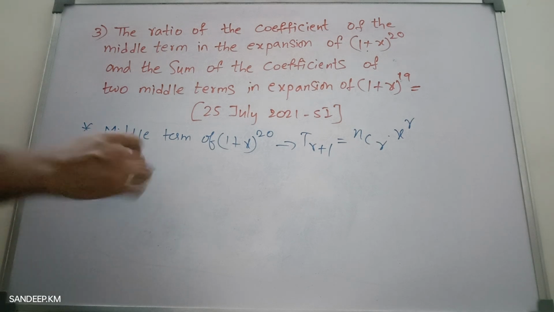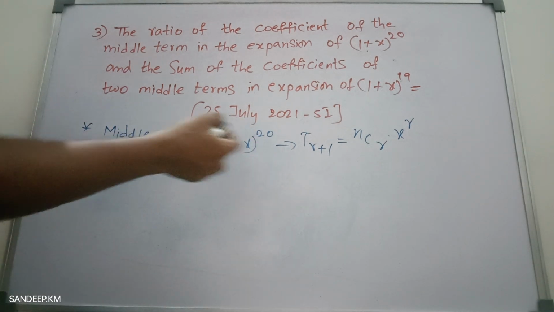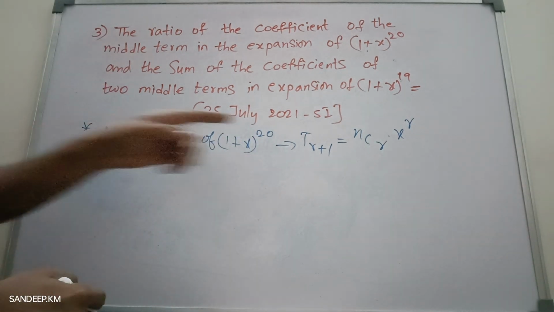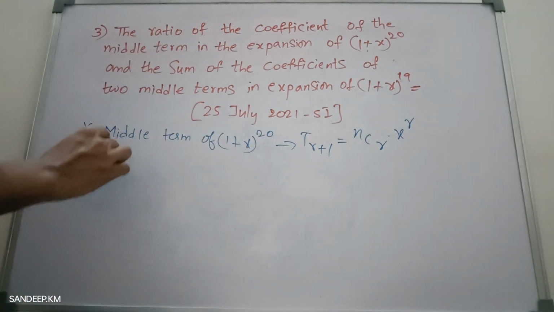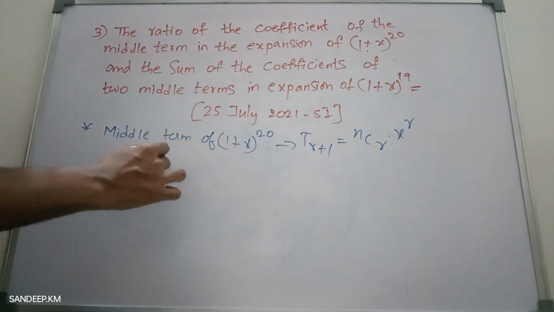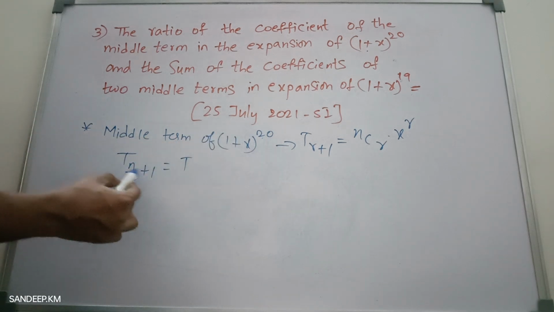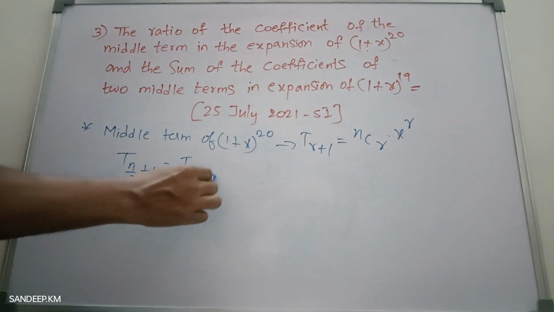Okay, and we know that if the index is even, if n is even, there is only one middle term. Because n is even, the number of terms is odd. There is only one middle term, and the middle term is given by t n by 2 plus 1. t n by 2 means 20 by 2, which is 10, plus 1.